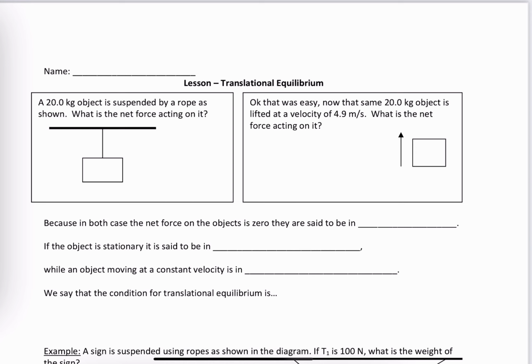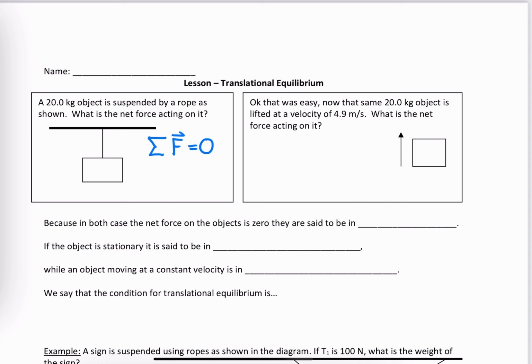Well, Newton's first law says that objects at rest tend to stay at rest unless there's a net force acting on them. So that would suggest, because this is staying at rest, that there's no net force acting on it. And indeed, we find that that is the case. The net force in this scenario is 0.